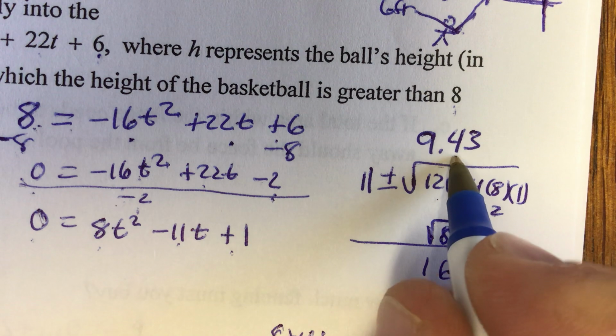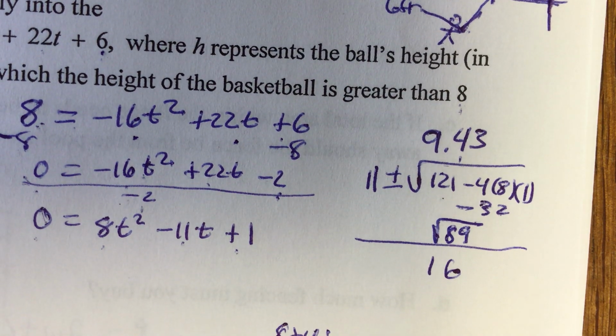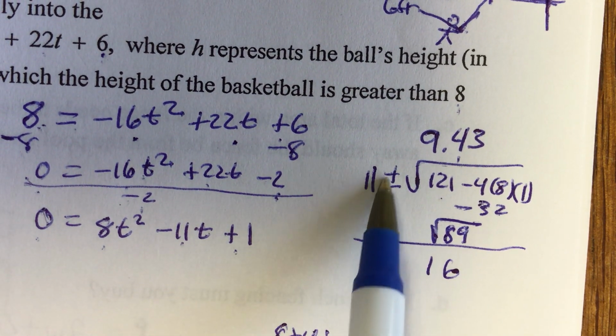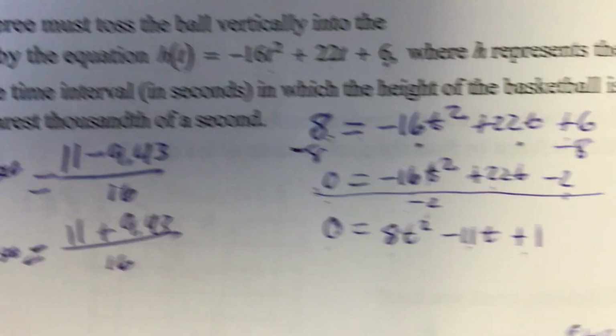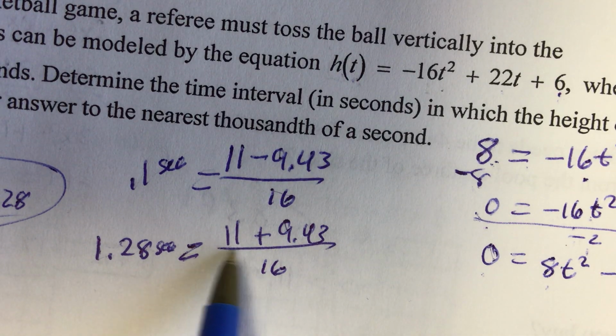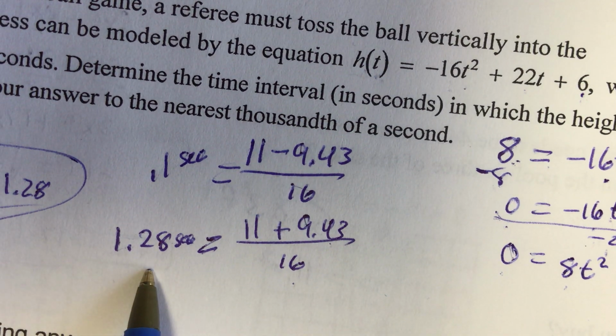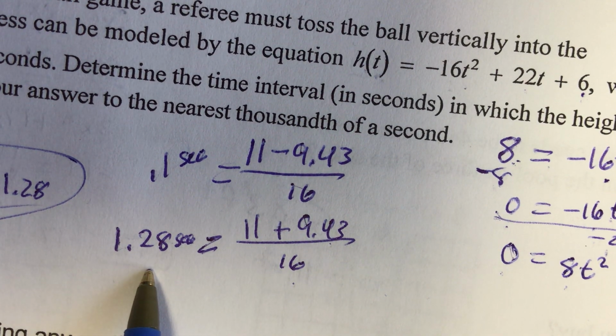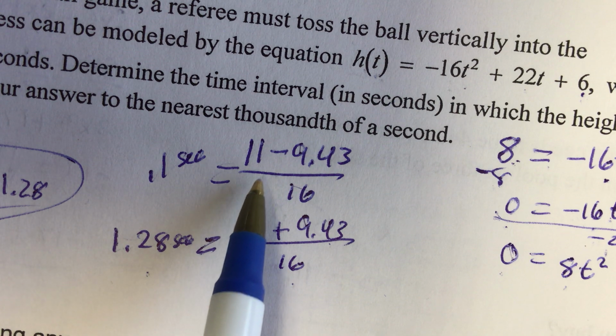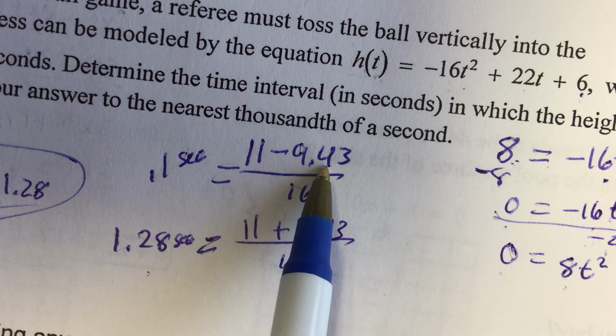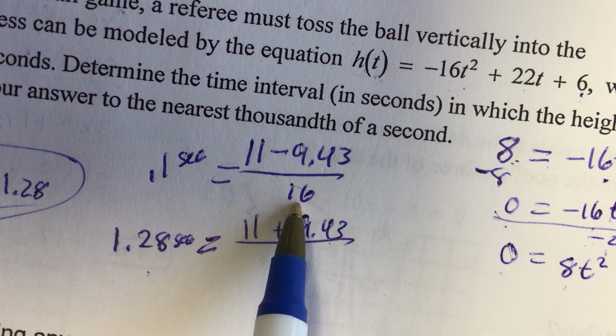So the square root of 89 is 9.43. So there are 2 places it happens: 11 plus 9.43, I'll do that over here on this side. 11 plus 9.43 divided by 16, that's at 1.28 seconds, that's on the way down. On the way up, it's at 11 minus 9.43 divided by 16.